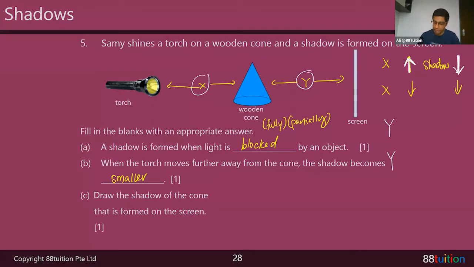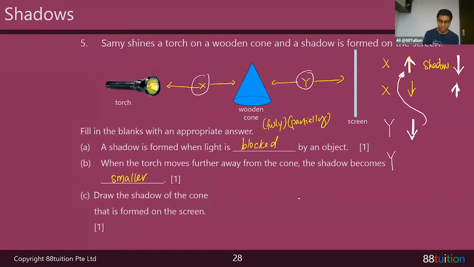Okay, then when x goes down, the shadow size must go up. So it's opposite. What about y? Okay, y, it means when y becomes smaller, you must imagine this. When y becomes smaller, what is happening to x? What is happening to x? X is becoming bigger. Am I right?